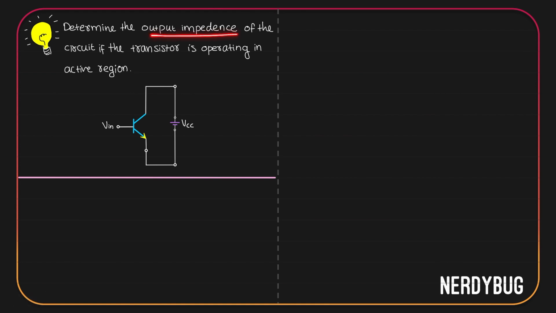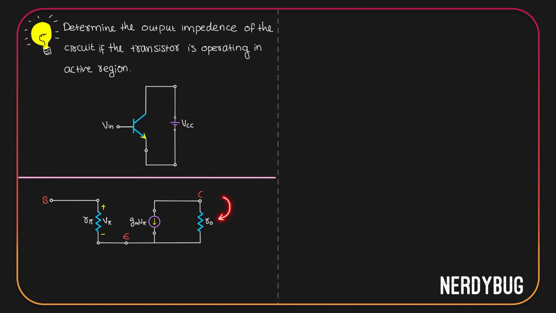Determine the output impedance of the circuit if the transistor is operating in active region. This is the exact same circuit. So let us take the small signal model again. I have still included R0 to show early effect. Here input is at base. So in the small signal model, we have to connect it between the base and emitter like this.